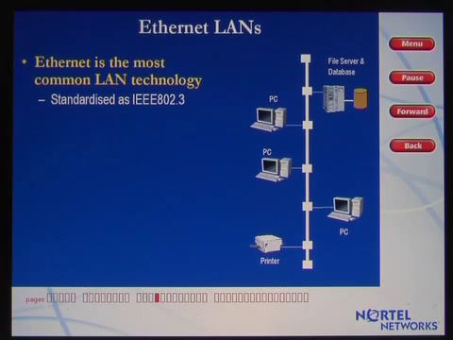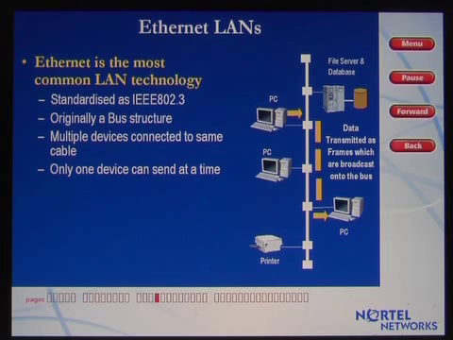Originally proposed by Xerox in 1970, Ethernet has now been adopted by the Institute of Electrical and Electronic Engineers as the IEEE 802.3 standard. This is the most common LAN technology deployed today. Ethernet can be a bus structure that allows multiple devices to be connected to the same cable. It allows all the devices to communicate on the same link, but only one device can be transmitting at any one time. Data is transmitted between devices in frames. This information is broadcast onto the bus, but only the receiving station will recover the information.